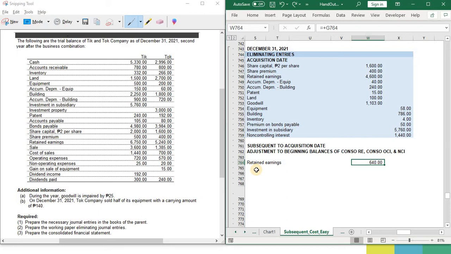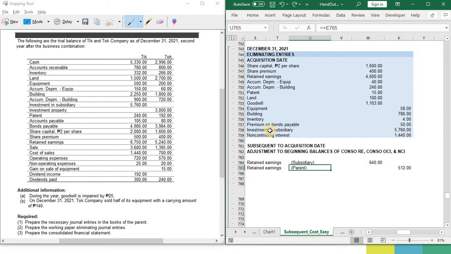So to transfer this, we credit retained earnings for the 80%, which is 512. Here I used two retained earnings accounts, separate for the subsidiary and the parent. But there are eliminating entries that only use one retained earnings account. For us to easily understand how we transfer the increase in the retained earnings of the subsidiary to the controlling interest and non-controlling interest, I will use two retained earnings accounts separately for the subsidiary and the parent.